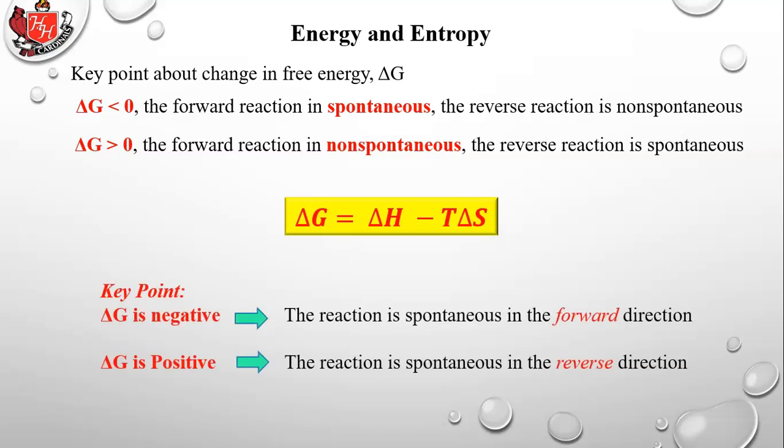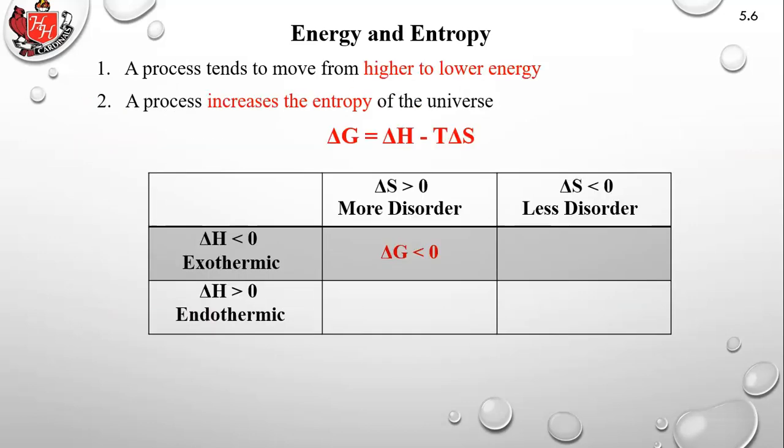So key point, delta G is negative: the reaction is spontaneous in the forward direction from left to right. Delta G is positive: the reaction is spontaneous in the reverse direction from right to left. Okay, so the process tends to move from higher to lower energy, and the process increases the entropy of the universe. Those are the two things that are natural. So let's look at each of these four possible combinations. We have a little matrix here.